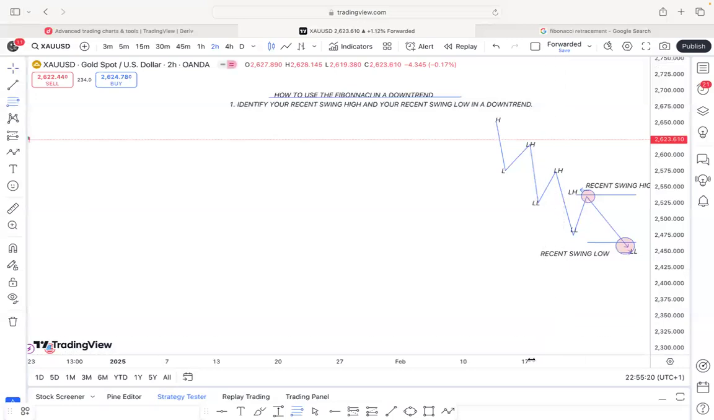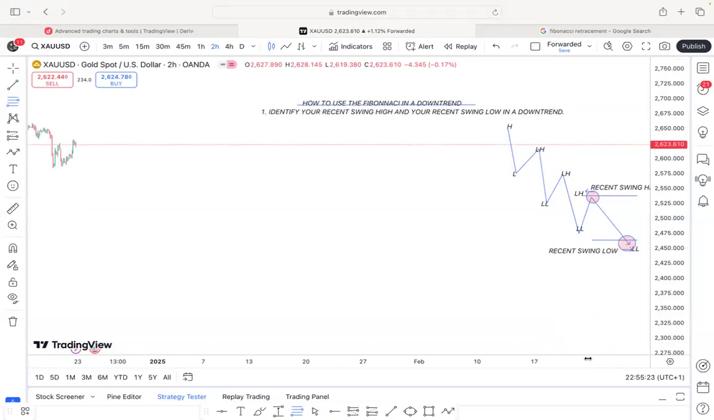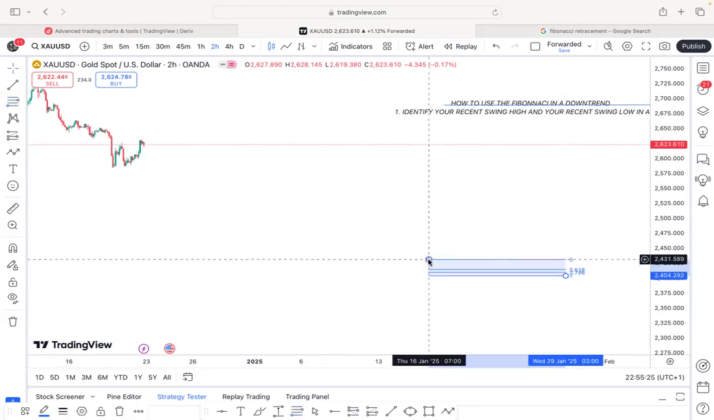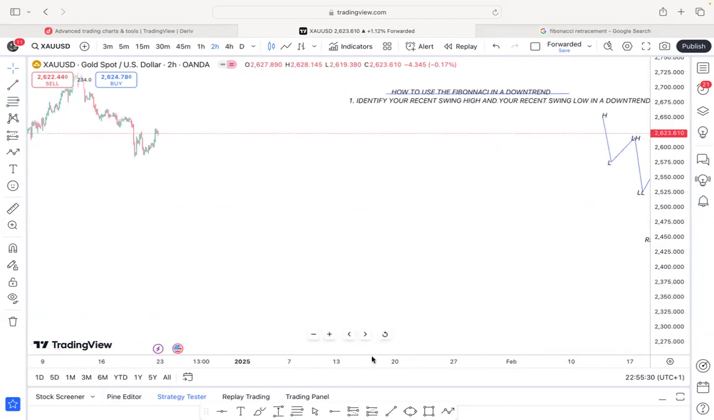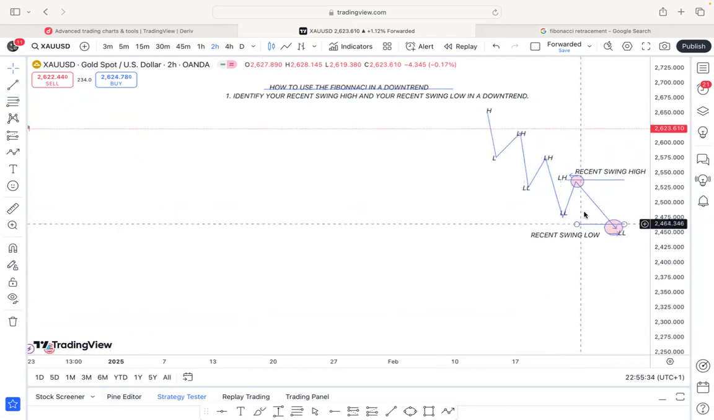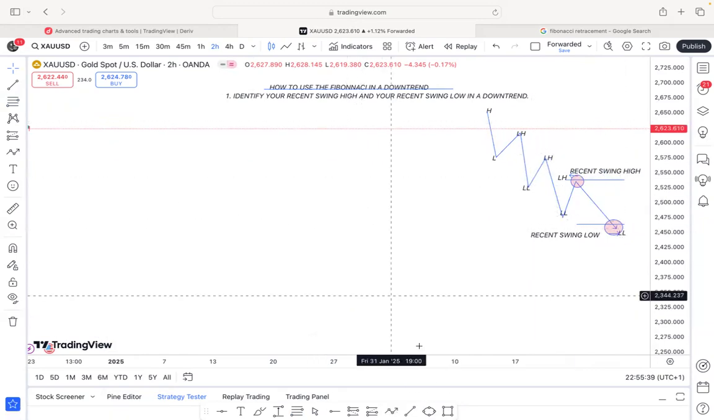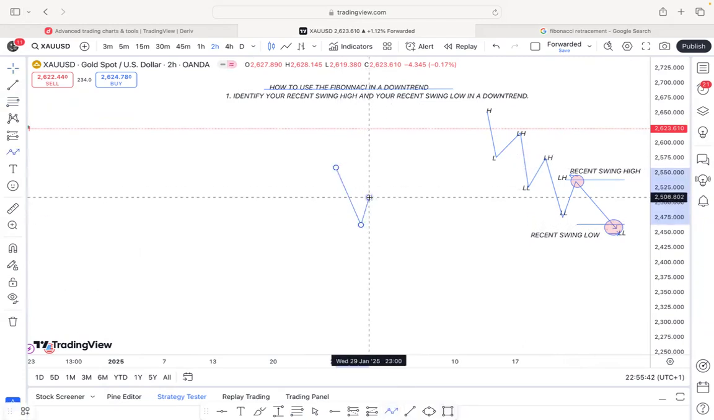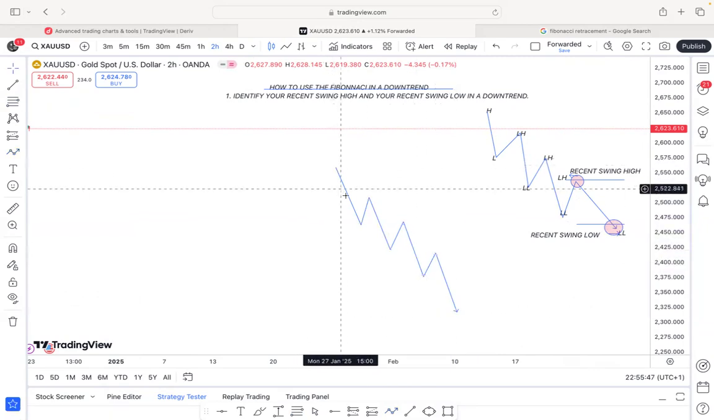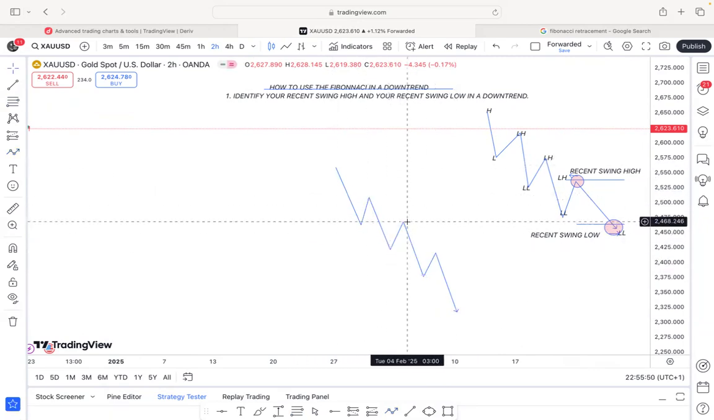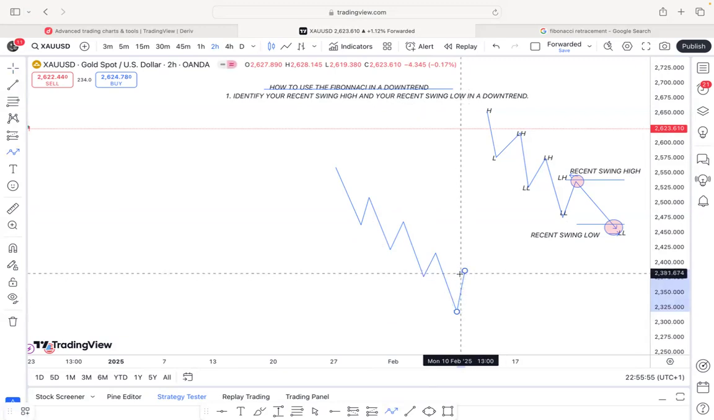Yeah, identify your recent swing high and your recent swing low. So now, okay, cool. Why is it called a recent swing high? To be precise, because a normal downtrend moves like this: low, high, low, lower high, lower low, lower high, lower low. Now, price has not come to create this lower high yet, before it then creates a new lower low.